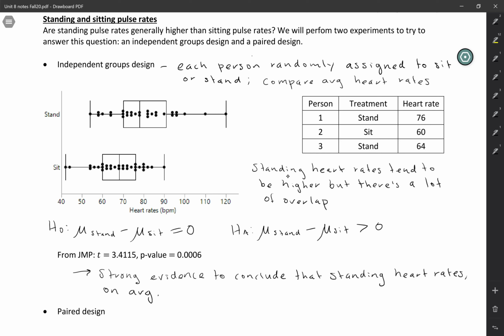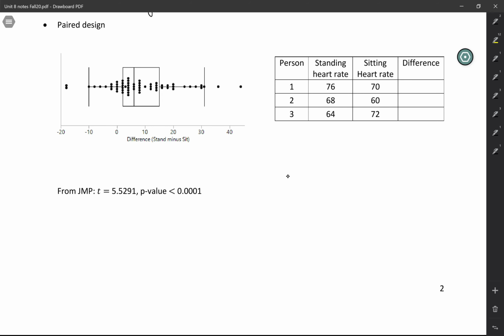So that's one possible design that we could use to answer the question. That's called an independent groups design because the people who are standing are totally separate and independent of the people who are sitting. A paired design is different, and it's pretty much just like it sounds. The data are going to come in pairs. In this case, the way we get the pairs is by measuring each person twice. So each person sits and stands in this study.